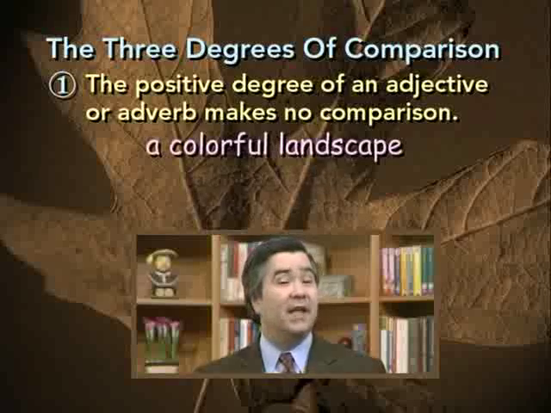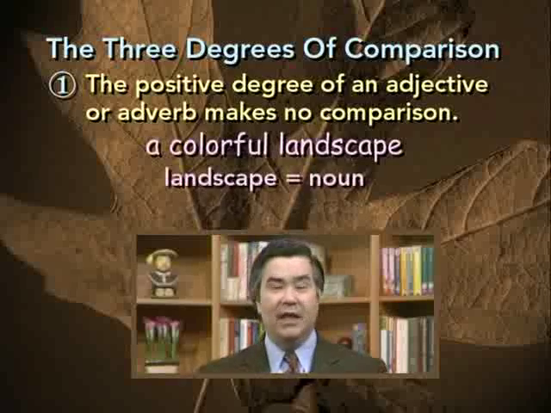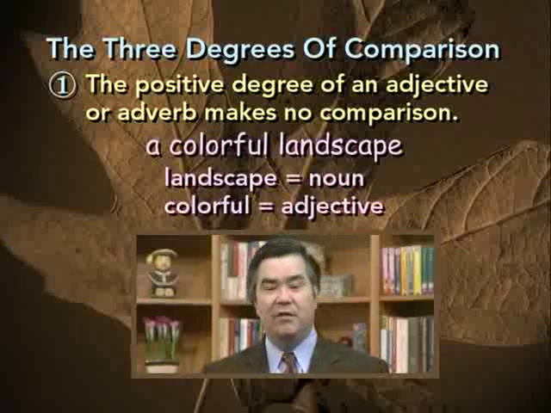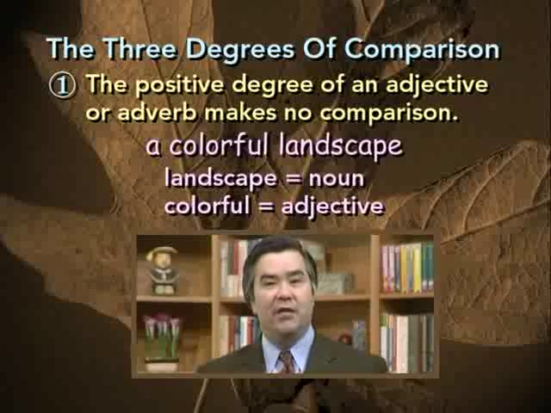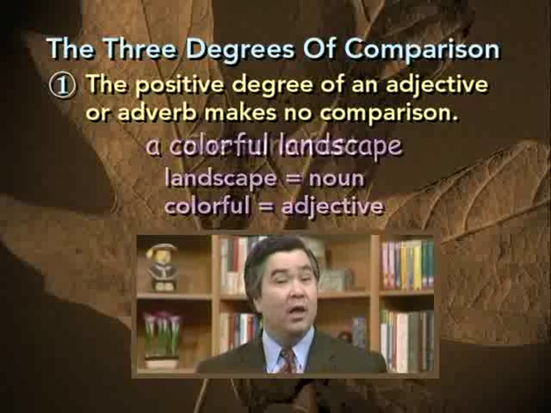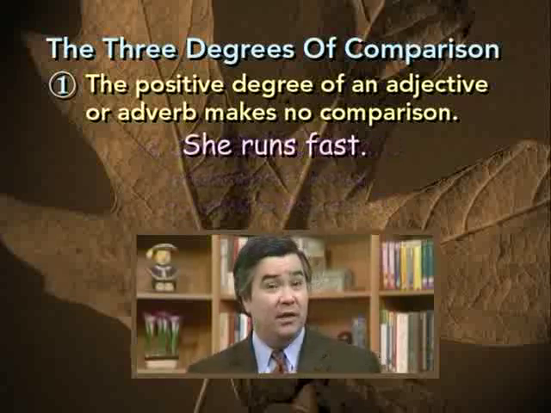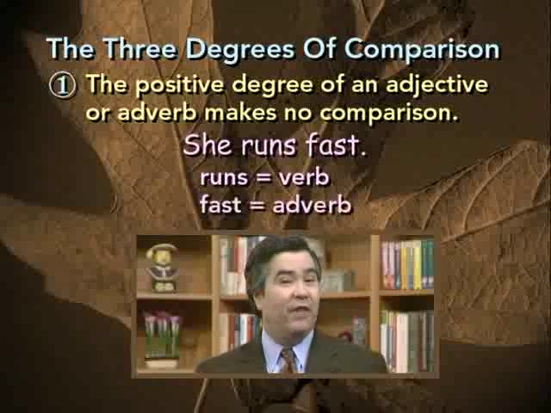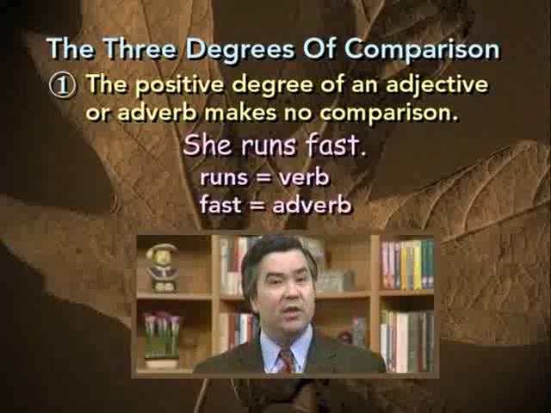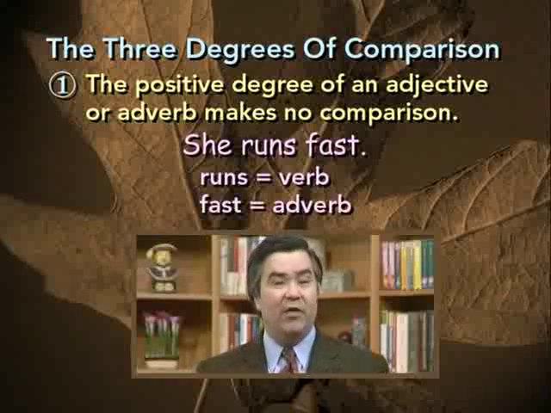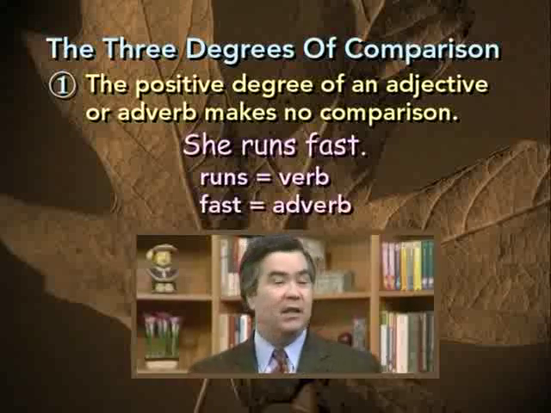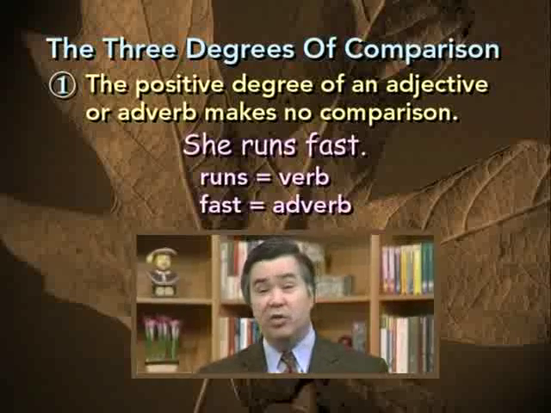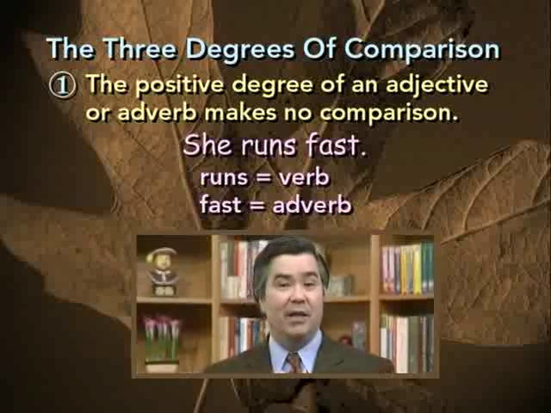A colorful landscape. Here we have the noun landscape modified by the adjective colorful. Again, there's no comparison involved, so this is the positive degree of the adjective colorful. She runs fast. In this short sentence, the verb runs is modified by the adverb fast. Again, there's no comparison, so this is the positive degree of the adverb fast. Notice, by the way, that this is one of the adverbs in English that doesn't happen to end in ly, so don't assume that every adverb ends that way.